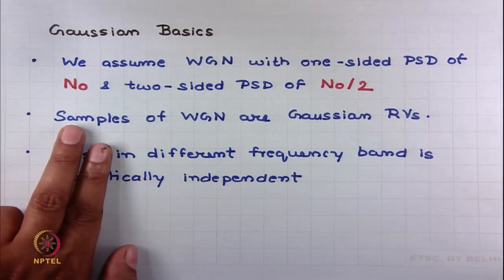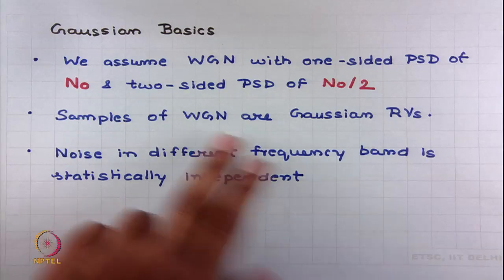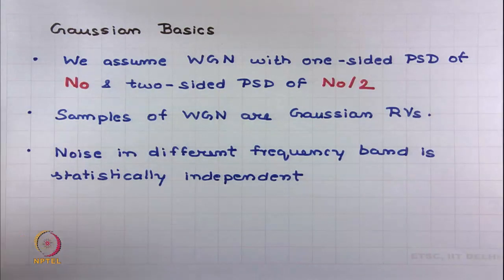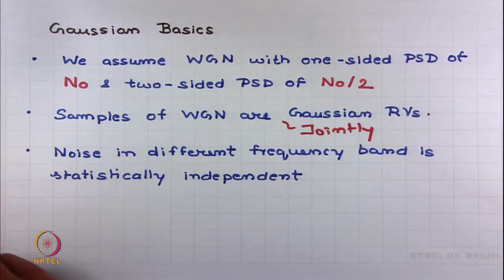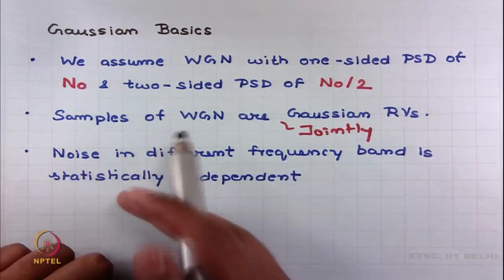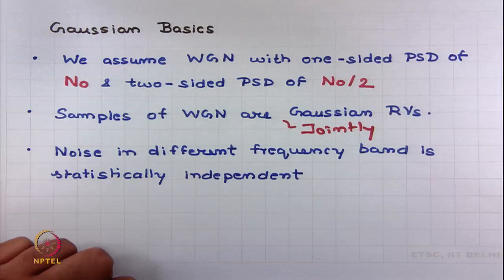You must also know about samples of this white Gaussian noise. If you take the sample of a random process, what do we get? We get random variables, and the samples of this white Gaussian noise are jointly Gaussian random variables, because it is a Gaussian process, and because it is a Gaussian process, its samples will be jointly Gaussian random variables. We have also seen in lecture 17 that noise in different frequency bands is statistically independent. We are revising this because these ideas we will also use in detection.